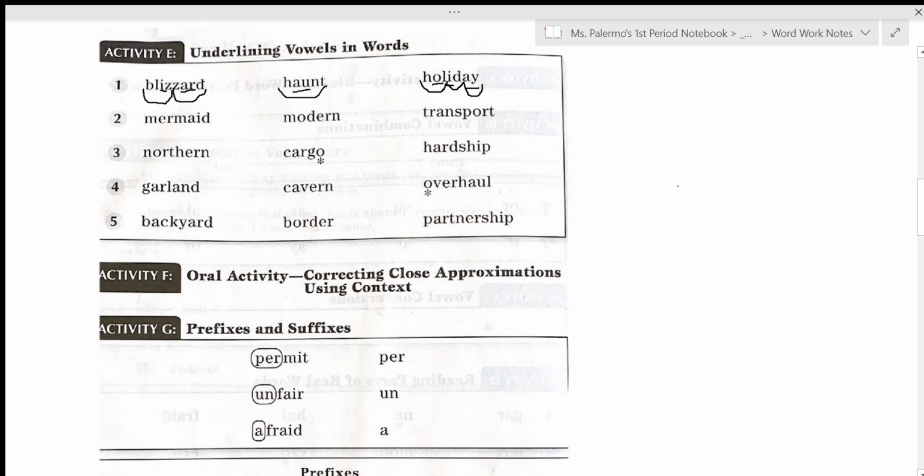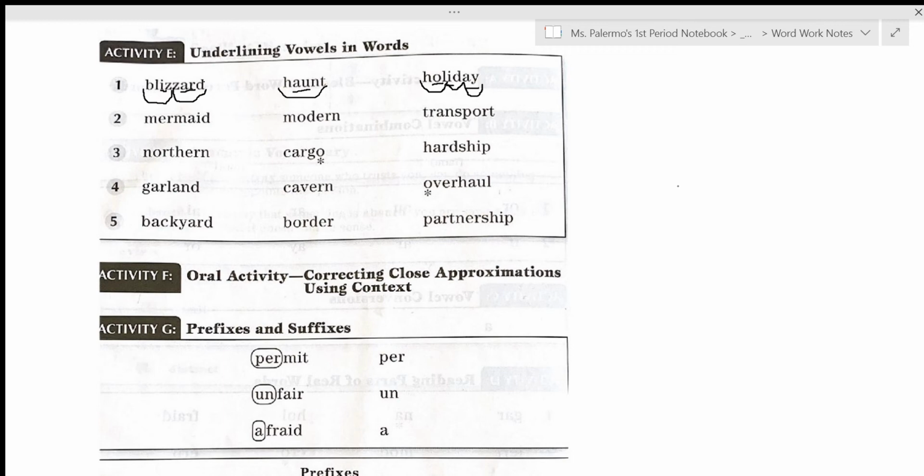So for Activity F, I think this is a fun one where I say a word incorrectly because I'm messing up the sounds and the names of the vowels, and you say it correctly. So the first word is principal. At the beginning of the school day, the principal made announcements. What should the word be? Principal.